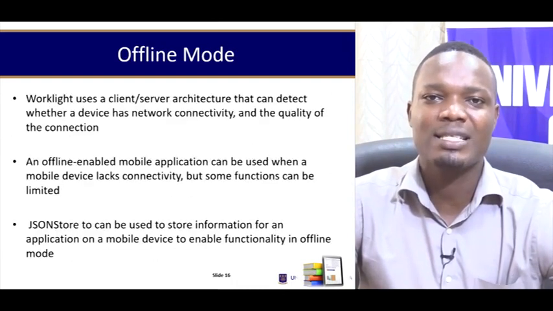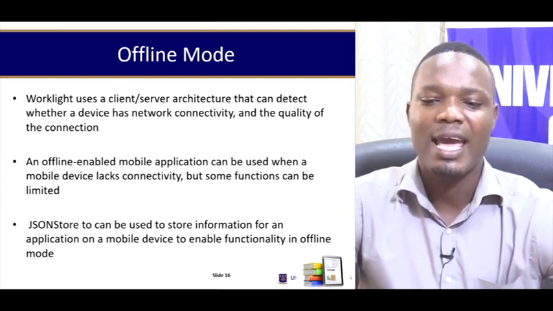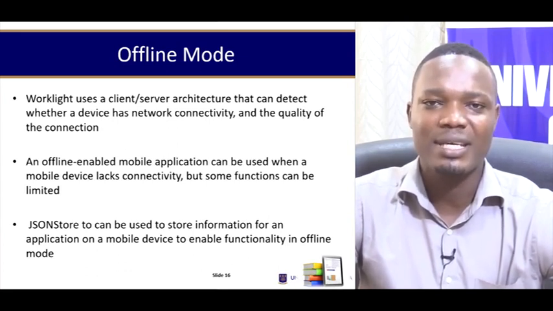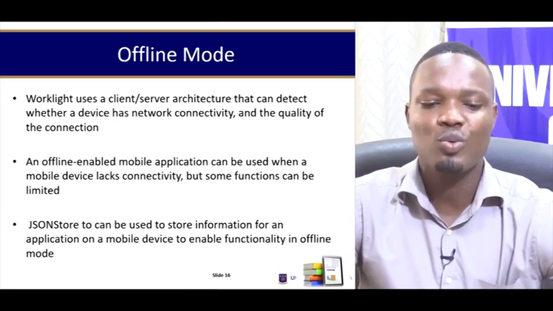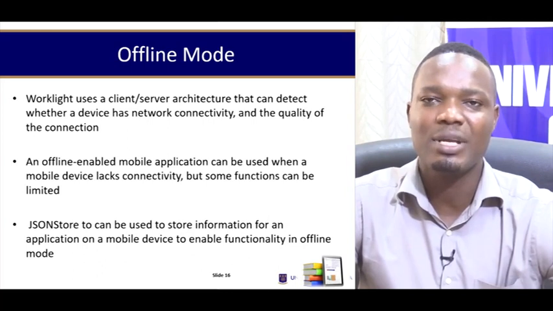Another capability that the Worklight provides for us is offline mode. Now, Worklight uses a client-server architecture that can detect whether a device has a network connectivity and the quality of the connection. An offline-enabled mobile application can also be used when a mobile device lacks connectivity, but some functions can be limited.